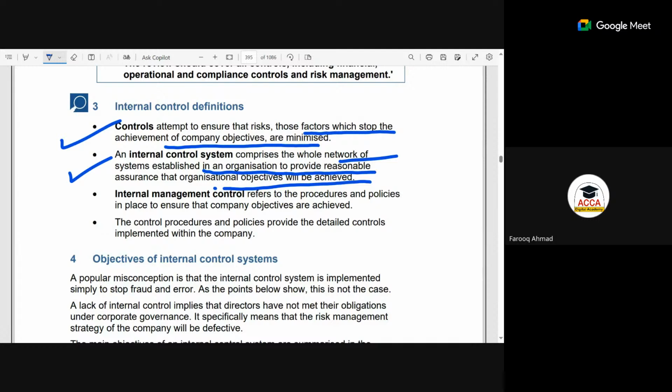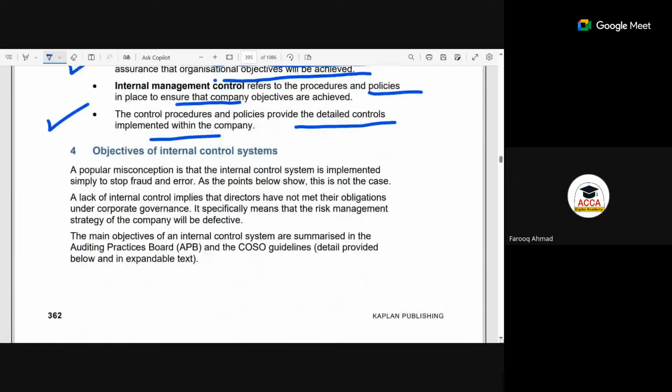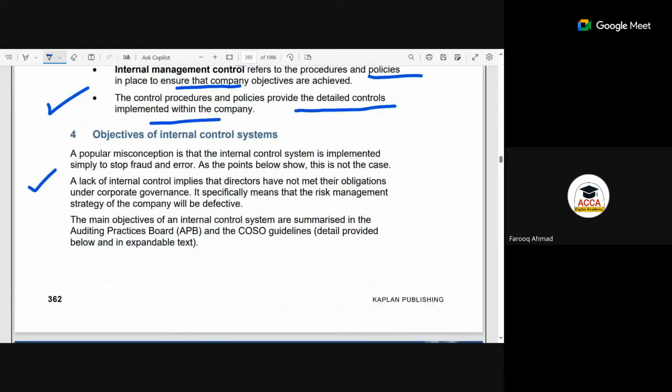Okay, so an internal control system should comprise a complete system like the ISO series, management flow charts, management key performance indicators, and job descriptions. All these serve systematic control purposes. So there is a reason behind all these implementations. Internal management control refers to the procedures and policies in place to ensure that company objectives are achieved. The control procedures and policies provide the detailed controls implemented within the company. So these are the objectives of the internal control system.